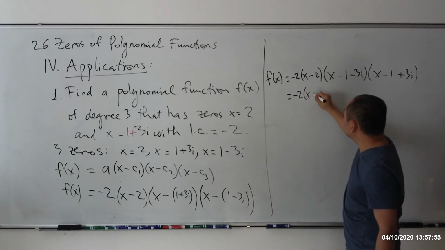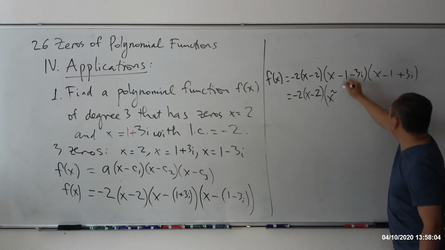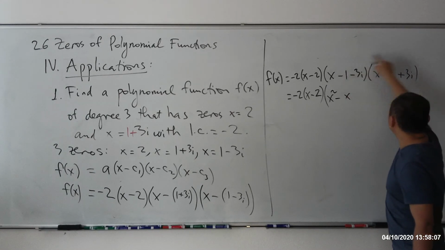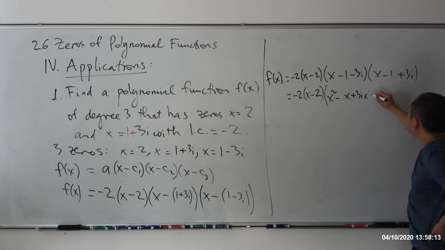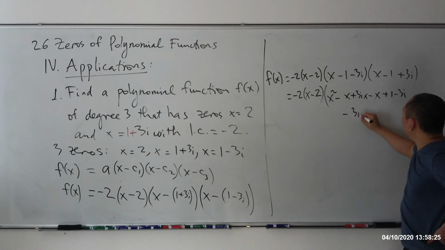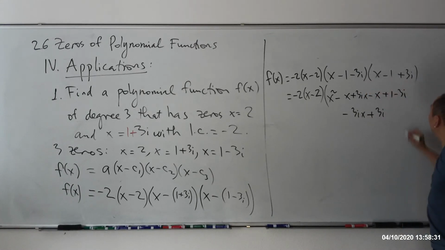Again, working with the conjugate pair would be a very good strategy, so I'm going to take care of this. X times x is x squared, x times negative 1 is negative x, x times 3i is 3ix, and same thing, move on to 1: negative 1 times x is negative x, negative 1 times negative 1 is plus 1, negative 1 times 3i is negative 3i, and then move on to the third term: negative 3i times x is negative 3ix. Negative 3i times negative 1 is positive 3i. Negative 3i times positive 3i is negative 9i squared.